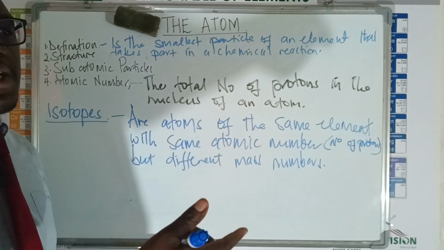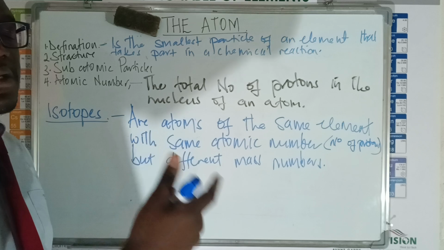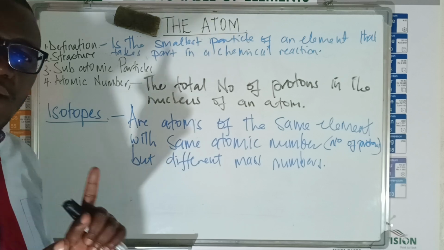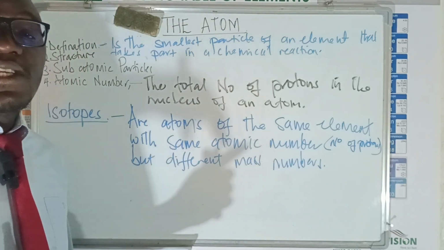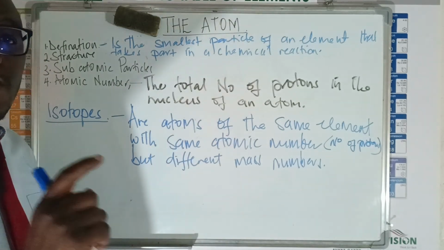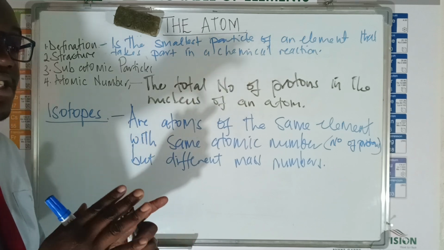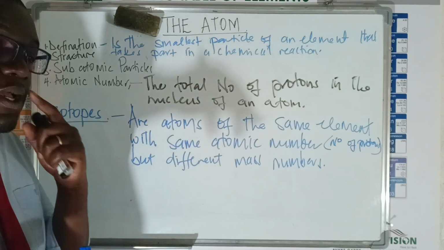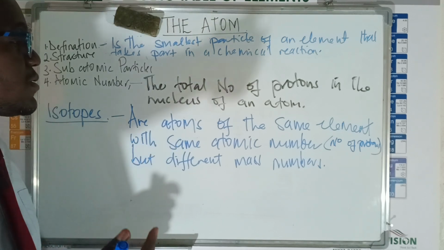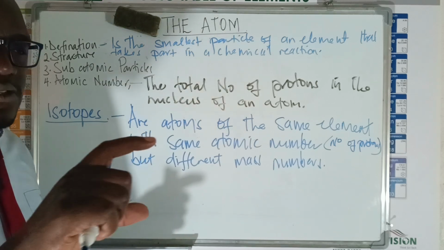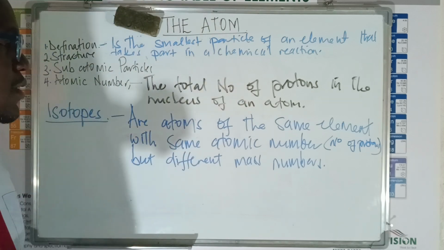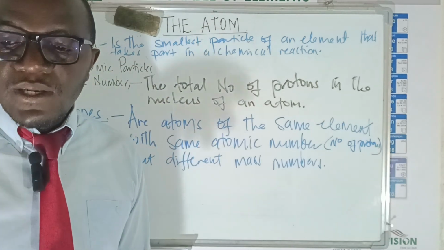So maybe one has 10 protons, 10 neutrons, and another has 10 protons but 11 neutrons. That disparity in the number of neutrons must affect the mass of that atom. So the mass numbers differ, but the atomic number is constant. If you encounter such atoms, they can be 2, they can be 3, they can be more. Those are referred to as isotopes. And that occurrence of isotopes is referred to as isotopy. So isotopes are atoms of the same element with the same atomic number but different mass numbers.